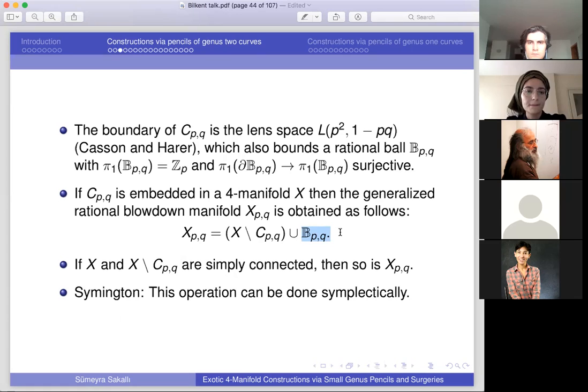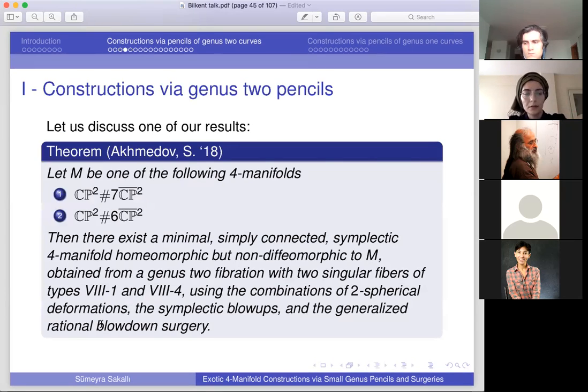I will skip the rest, but let me emphasize that Symington proved that this operation can be done symplectically. So if you start with a symplectic X, and if your spheres are all symplectically embedded, then at the end you get a symplectic four-manifold. Okay, and let me give our result.